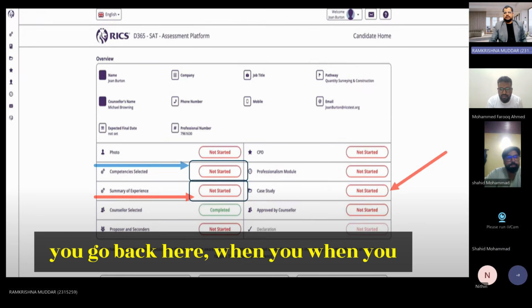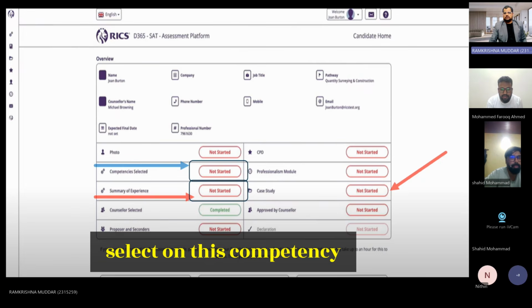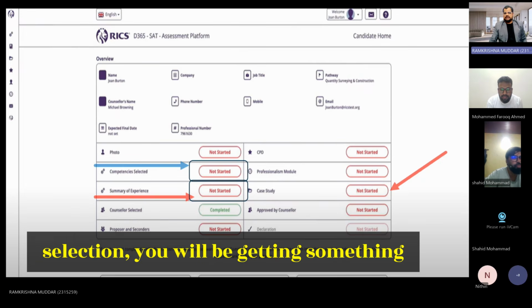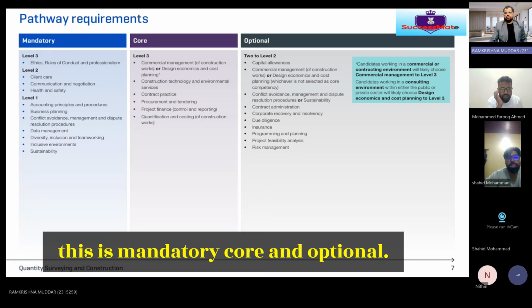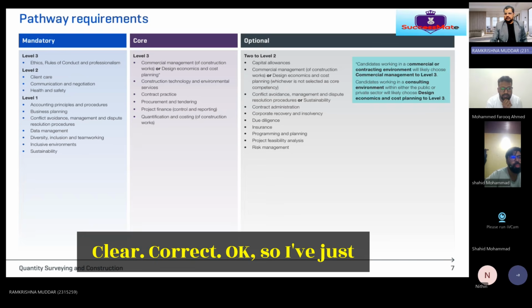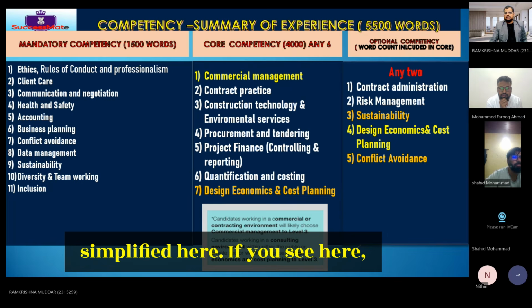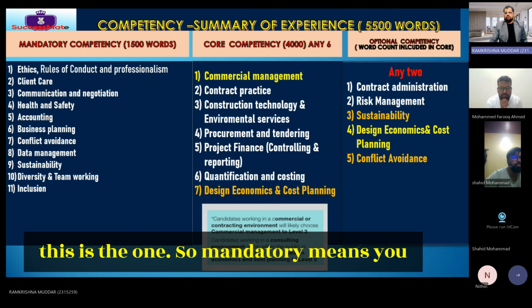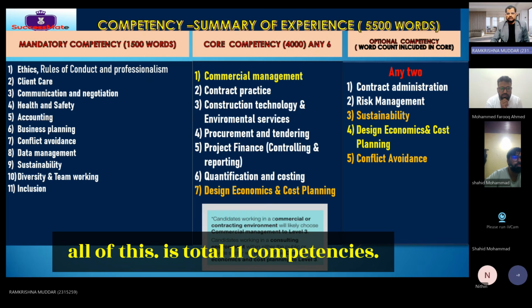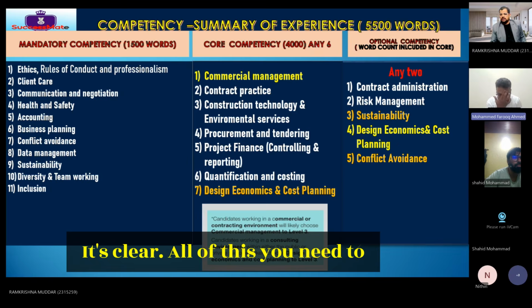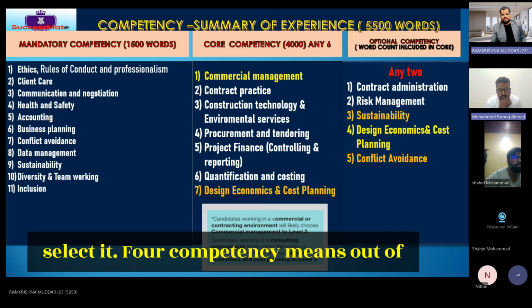If you go back here, when you select on this competency selection, you will be getting something like this. This is from the RICS portal. This is mandatory, core and optional. Clear? So I have just simplified here. Mandatory means you don't have any option. You need to select all of this. This is a total of 11 competencies. All of this you need to select.